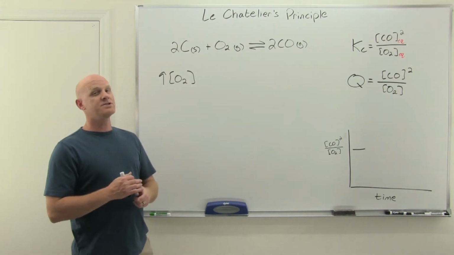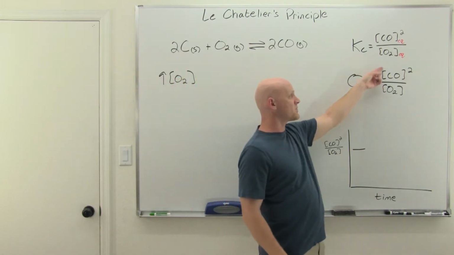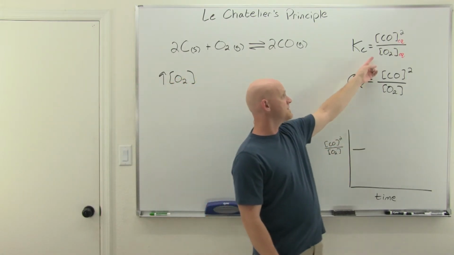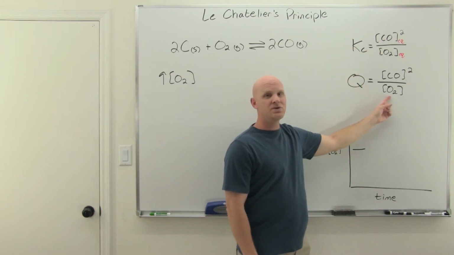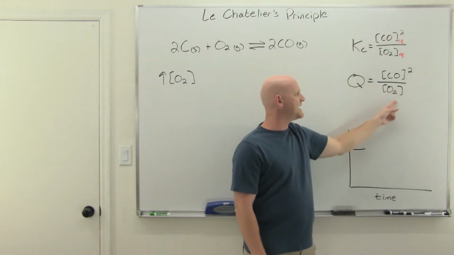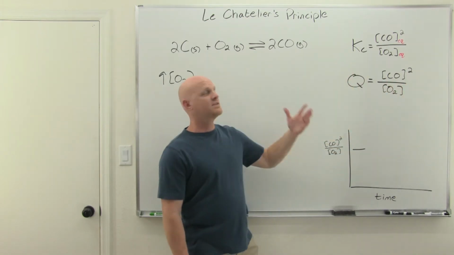And because we've added a bunch of O2, we're probably no longer going to be at equilibrium because it's going to change our ratio here. A minute ago, this is the exact ratio we needed to be at equilibrium. But because we added a bunch of O2, that's going to make the denominator bigger now. And it's not going to equal the equilibrium constant ratio anymore. And so we can't call it K anymore.